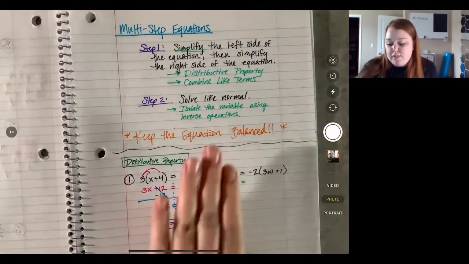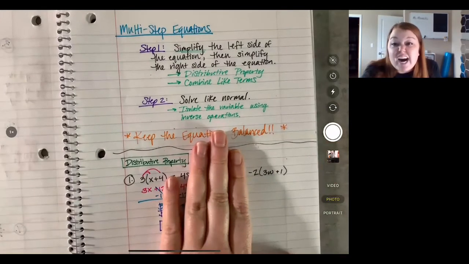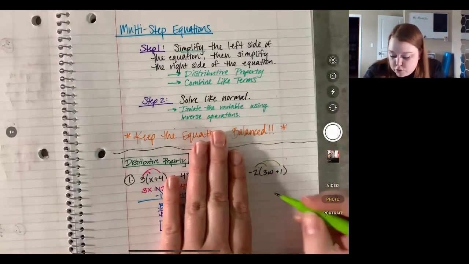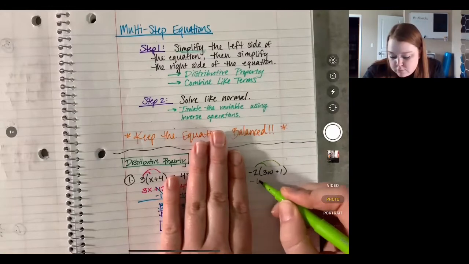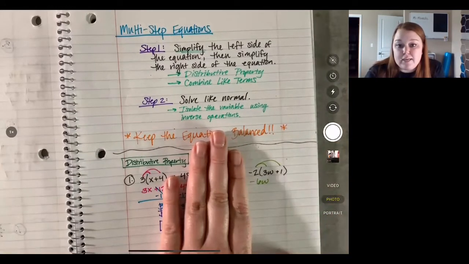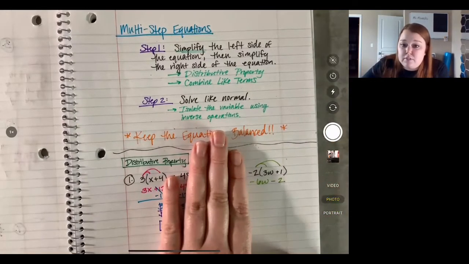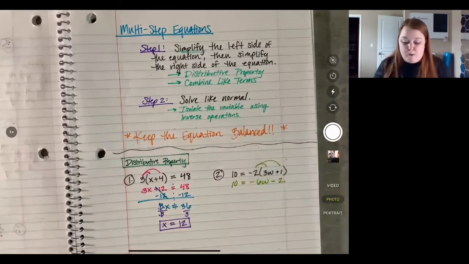Now we're simplifying the right side. Is there some stuff I can do to clean it up? Yeah, I can use distributive property to make it a little bit more simple looking. Negative 2 times 3w is negative 6w. Negative 2 times positive 1 is negative 2. So on the right side, I have negative 6w minus 2 after distributive property.